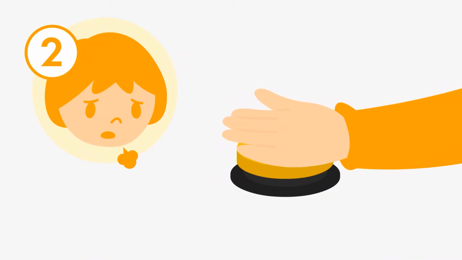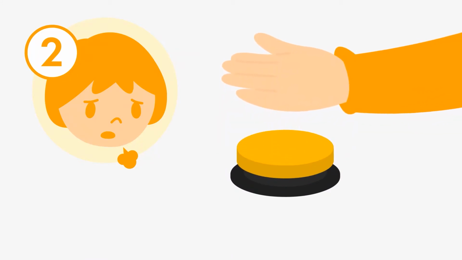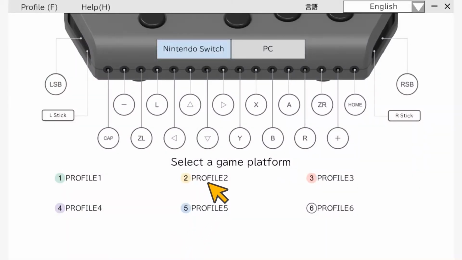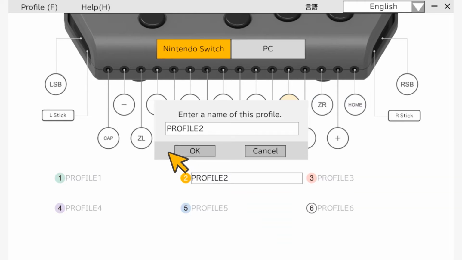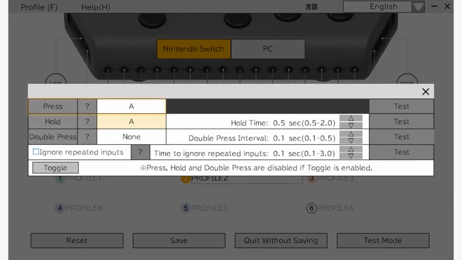The next setting is for those who can press the button but find it hard to press it repeatedly. Select Profile 2 and create a new profile. You will see the window that comes up when clicking on A. Set the press to A, hold to A, hold time to 0.5 seconds, double press to None, and do not tick a checkbox of Ignore repeated inputs.